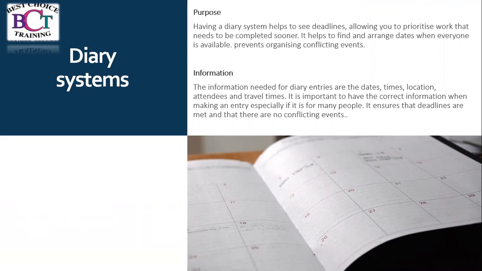The information needed for diary entries are the dates, times, location, attendees, and travel times. It is important to have the correct information when making an entry, especially if it is for many people. It ensures that deadlines are met and there are no conflicting events.